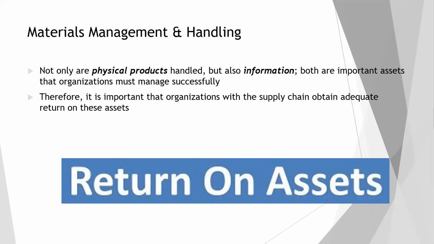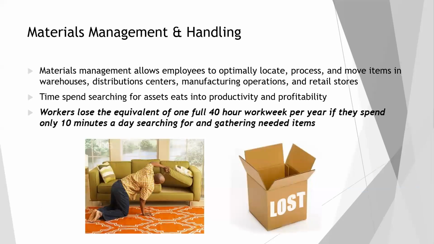Both information and the physical material products are very important assets that organizations need to manage carefully in their supply chains. And therefore, it is very important that organizations with supply chains obtain adequate return on these assets, on our physical material, and on the information. We've got to get a good ROI on these assets.